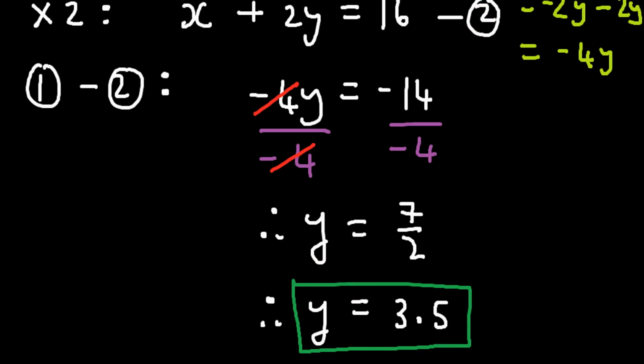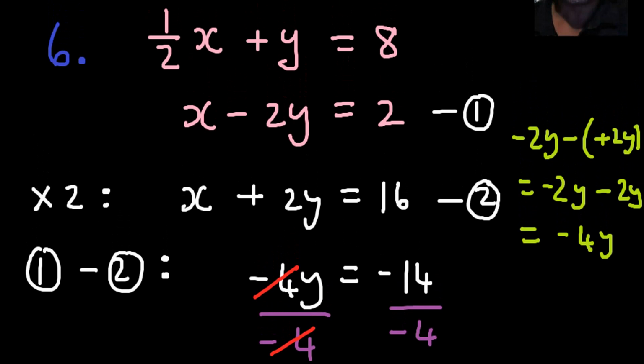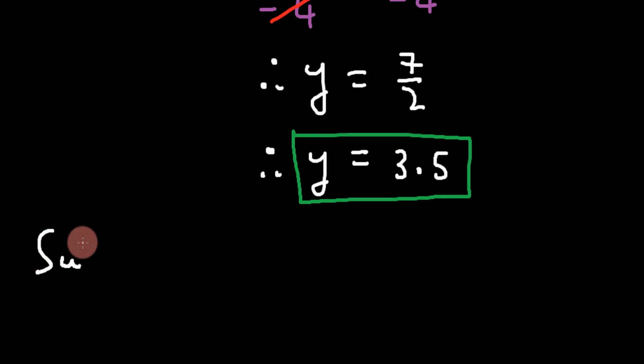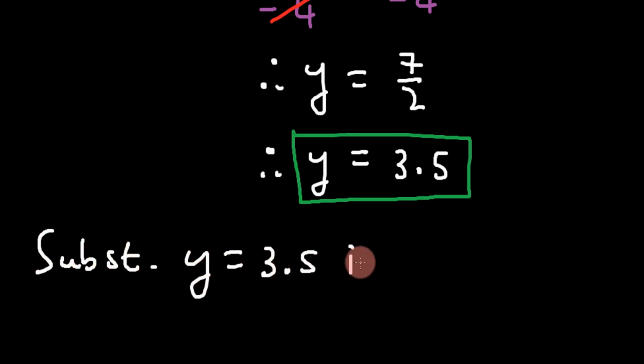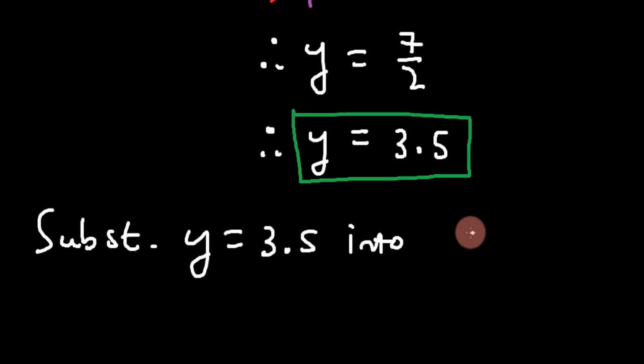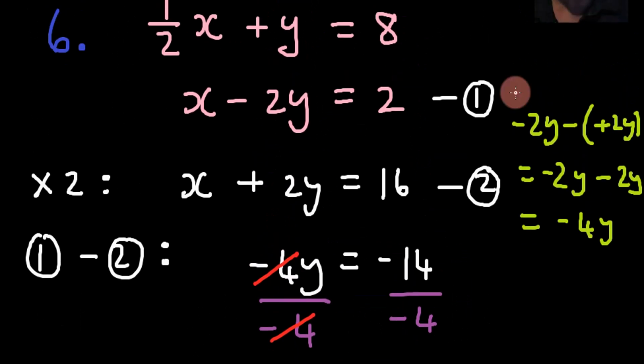We can now substitute the value of y back into any one of the equations to get the value of x. So we can plug it into this equation. X minus 2y equals 2. So substitute y equals 3.5 into this equation here, equation 1. So we have x minus 2y equals 2.